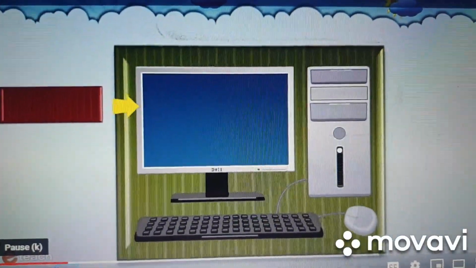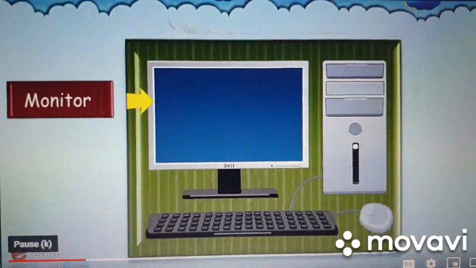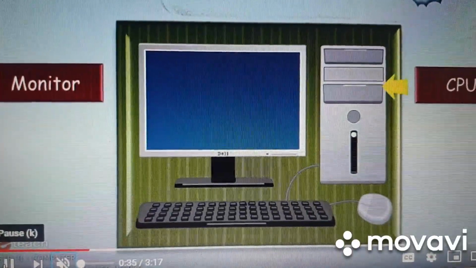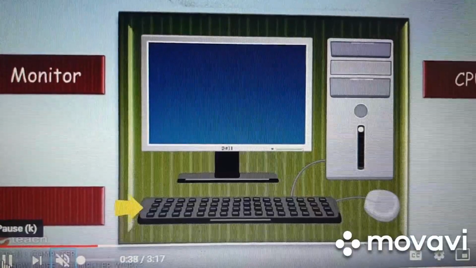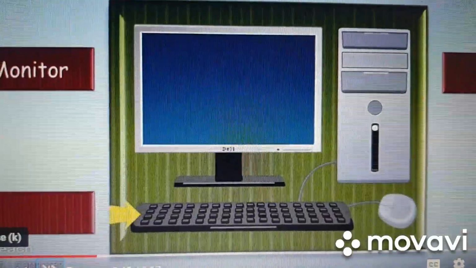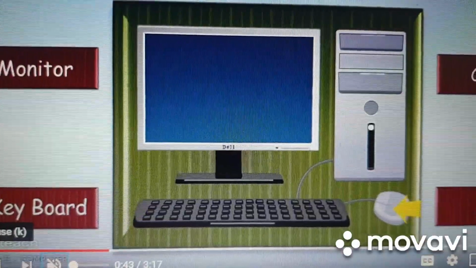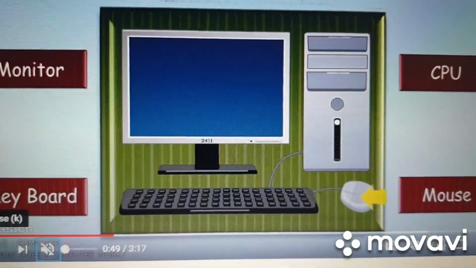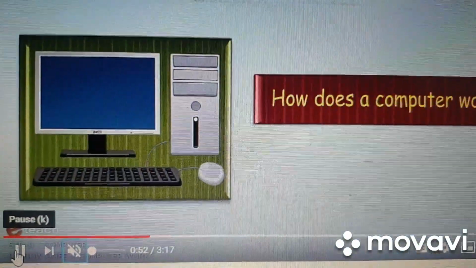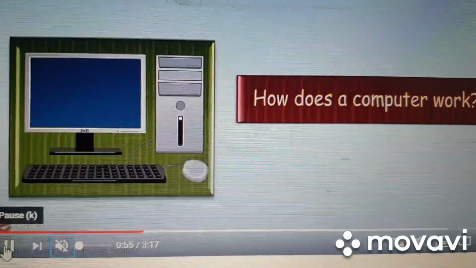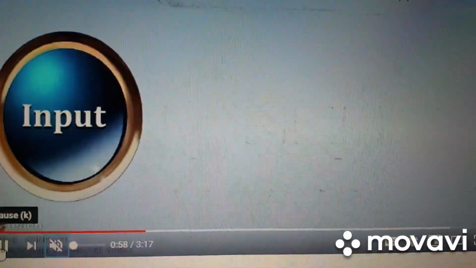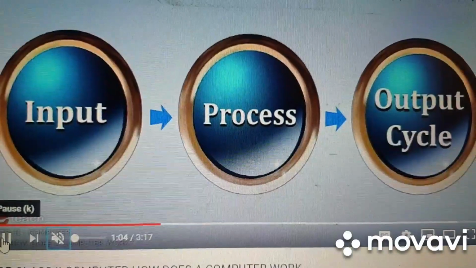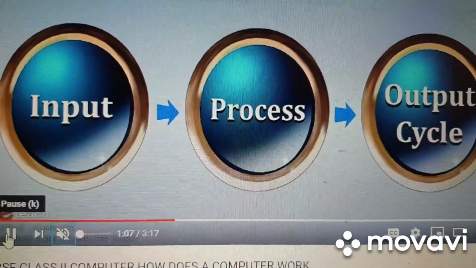This is the monitor. Which part is this? This is the CPU. What is the name of this part? Yes, this is the keyboard. And what is the name of this part? Yes, this is the mouse. Okay, now tell me, how does a computer work? There are three steps: the input, process, output cycle. One simple example can explain to you the input, process and output cycle.